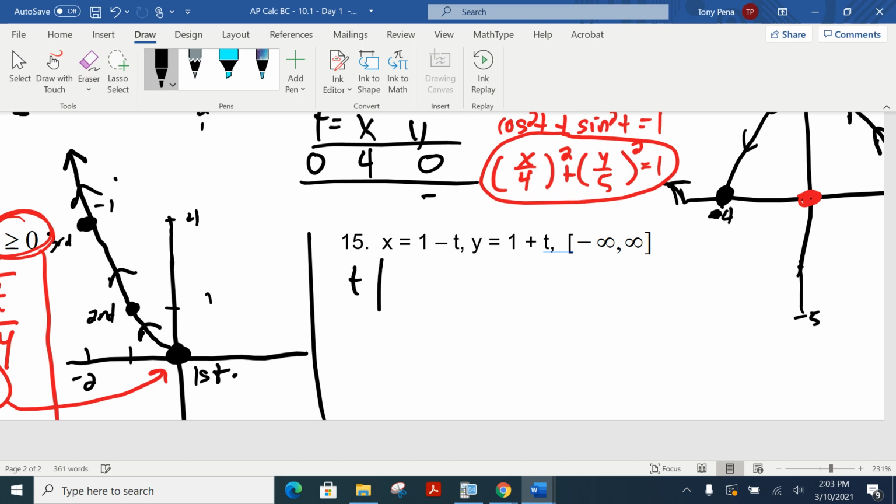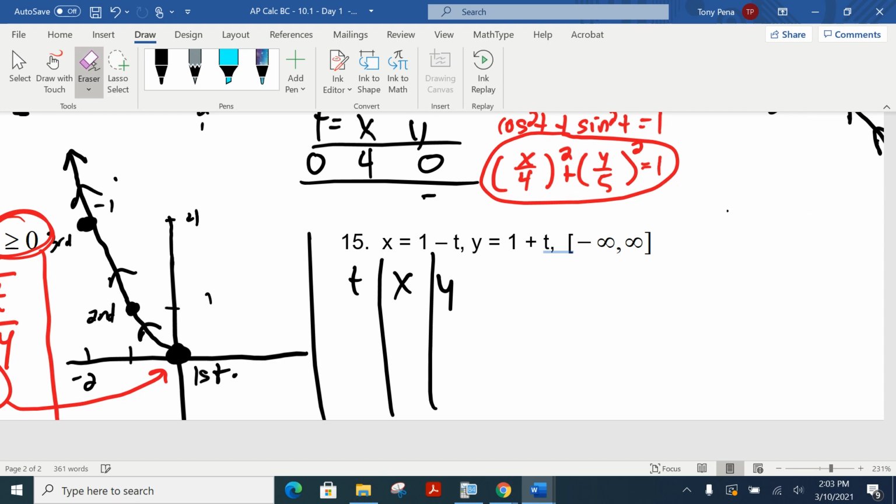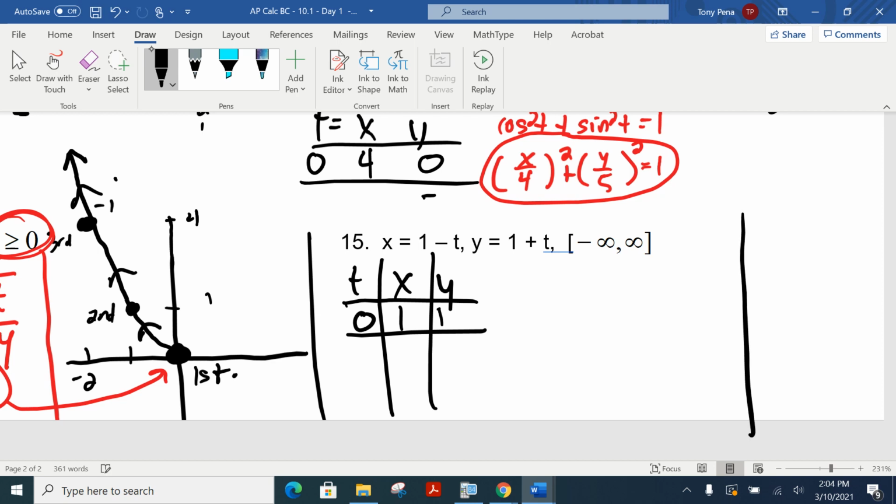So we're going to set up our little table. Negative infinity to infinity, you can't really plug any of those in, so that's not necessarily a big deal. We're going to still start at 0. X would be 1 minus 0, so 1. Y would be 1 plus 0, which is 1. So on our graph, plot the point 1, 1.